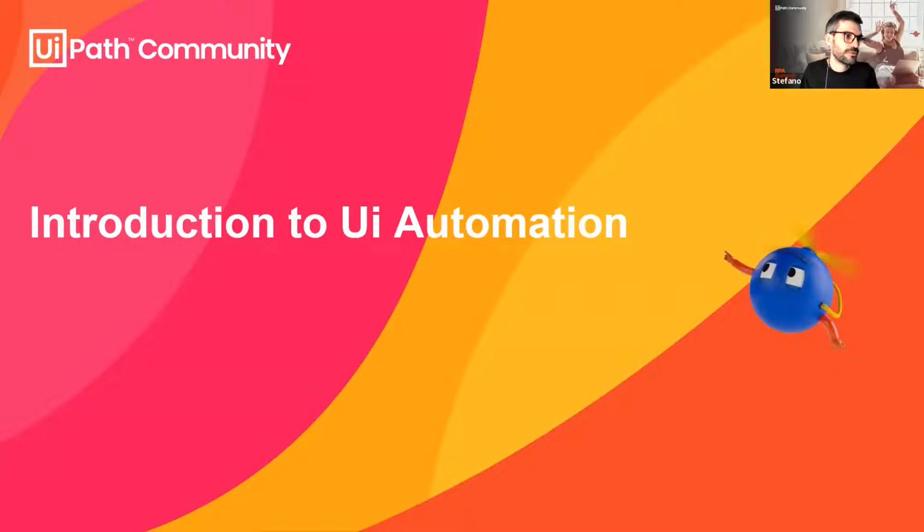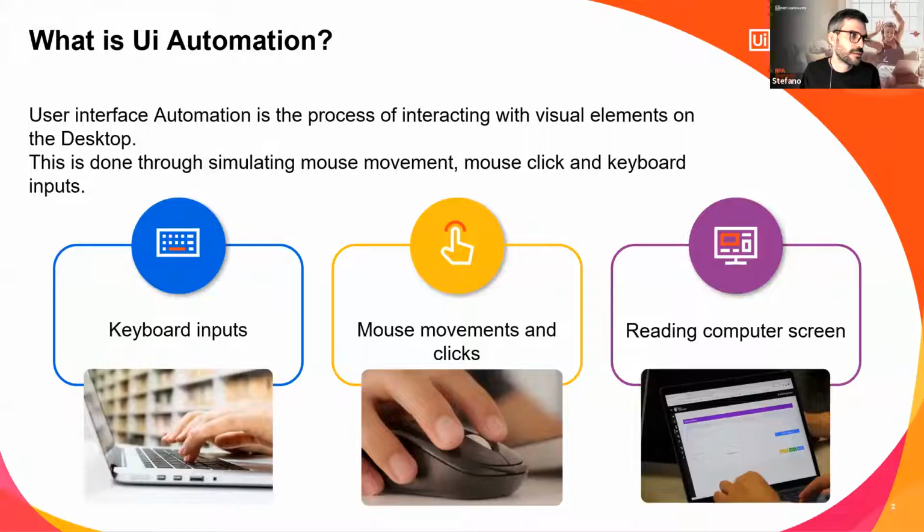Yes. And so today we are gonna talk about UI automation. So let's start by explaining what is UI automation. UI automation stands for user interface automation, and is the process of interacting with visual elements on the desktop using UiPath. So with automation, you can simulate the exact same behavior of the user dealing with the desktop.